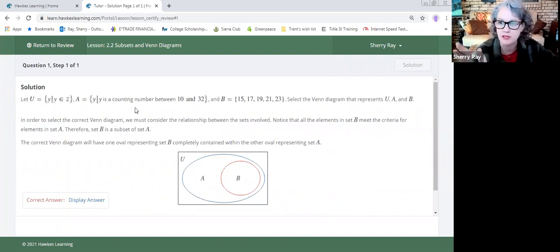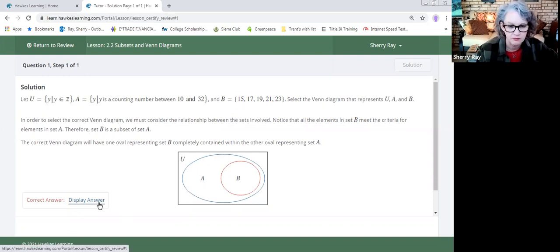Now, a counting number is a number you count with, like 1, 2, 3, and so on. All these numbers in set B, 15, 17, 19, 21, and 23, are all counting numbers, and they are all in between 10 and 32. So the correct answer is your set B is inside set A, which is right here. Let's go back to my review here.